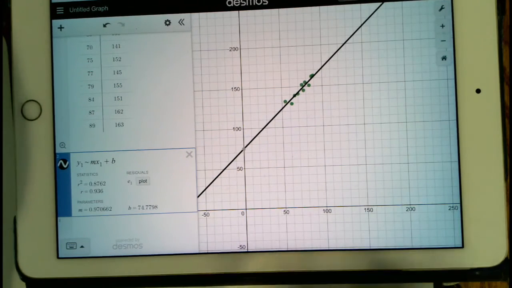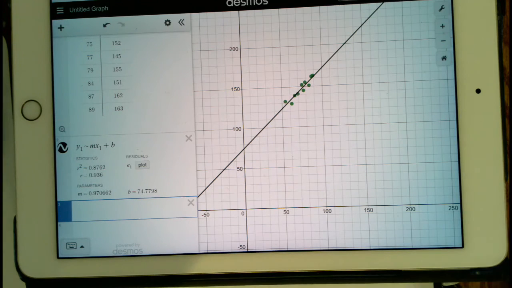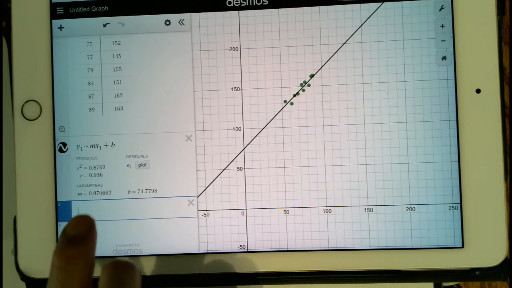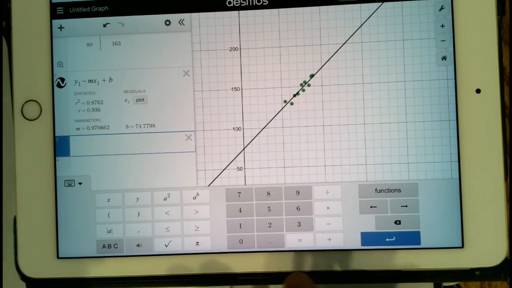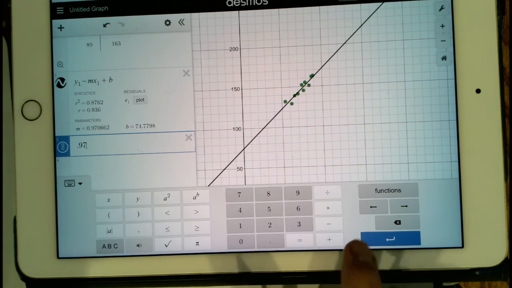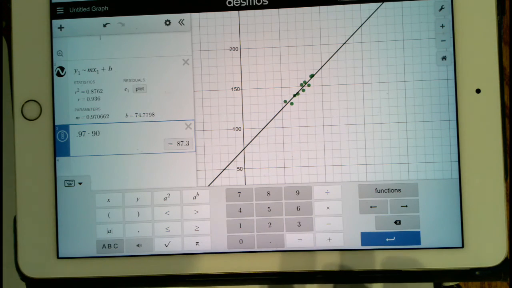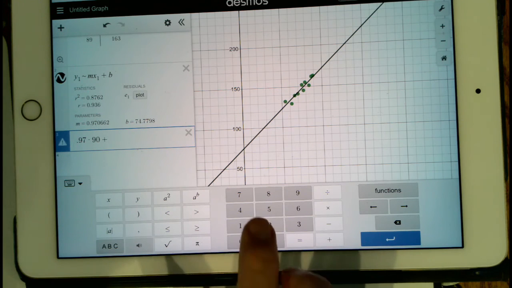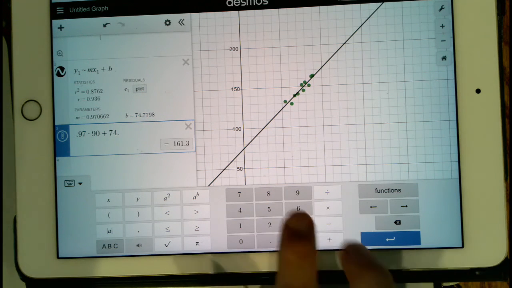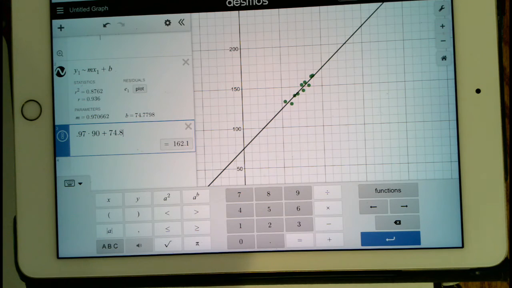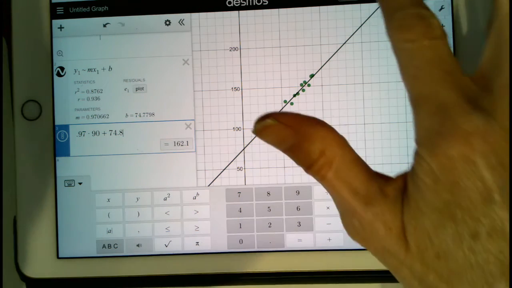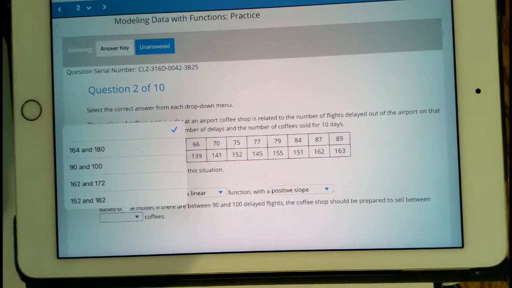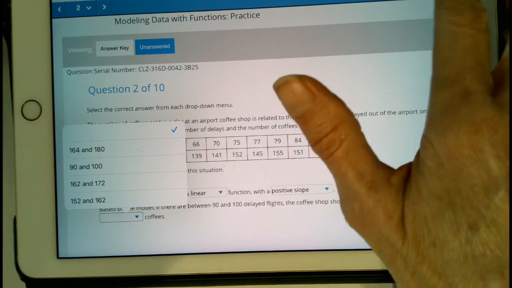So we come back over here, to this line. I didn't even really need to write it down again, I don't think. But if we write down 0.97 times 90 plus 74.8, we get 162. Again, I'm going to go back and look at the answers there, but that might be enough to tell us between 162 and, let's just check it because this is the first one that we've done.